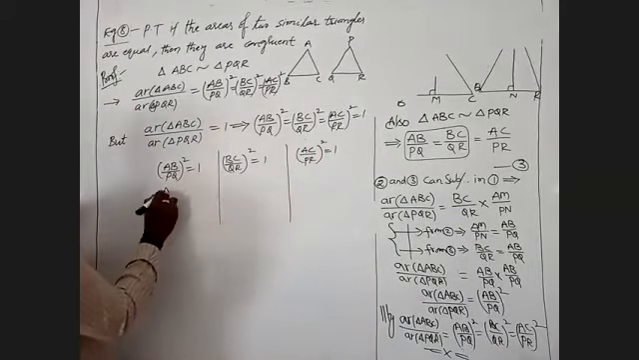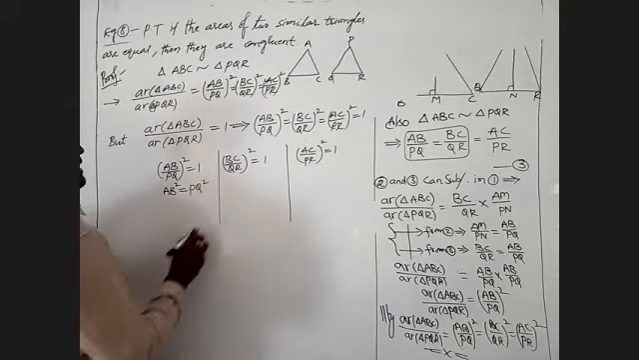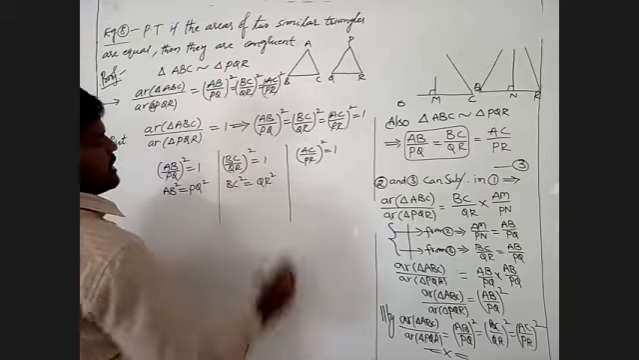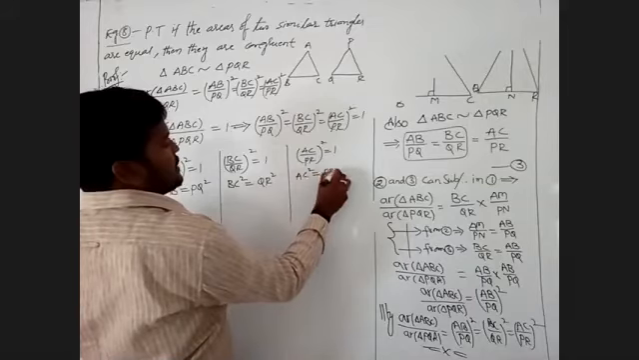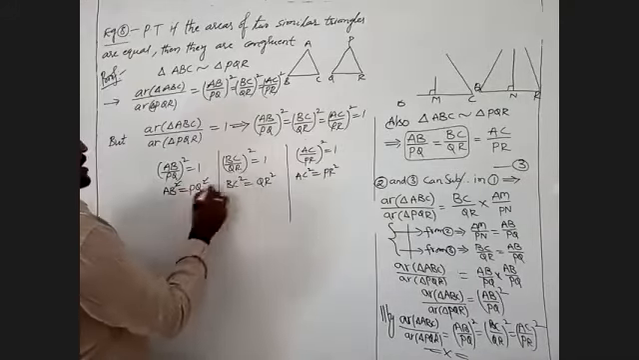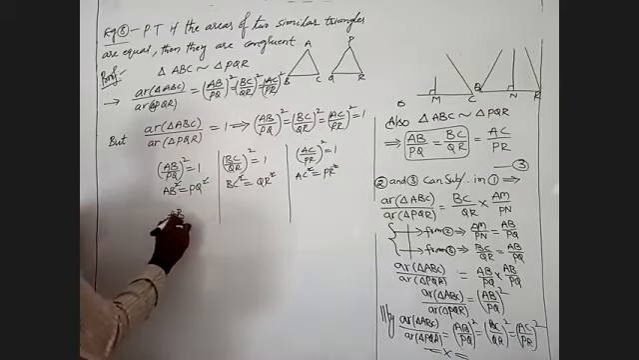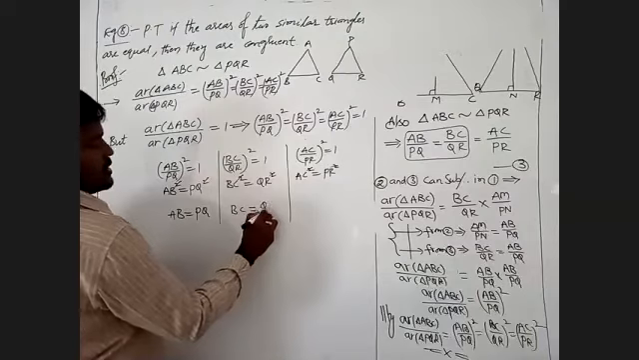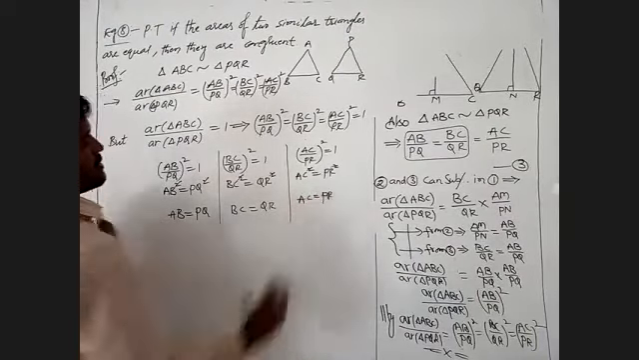How to expand this? AB square is nothing but PQ square, BC square is nothing but QR square, and AC square is nothing but PR square. Square root and square will be cancelled, remaining AB is equal to PQ, BC is equal to QR, AC is equal to PR. We will observe.